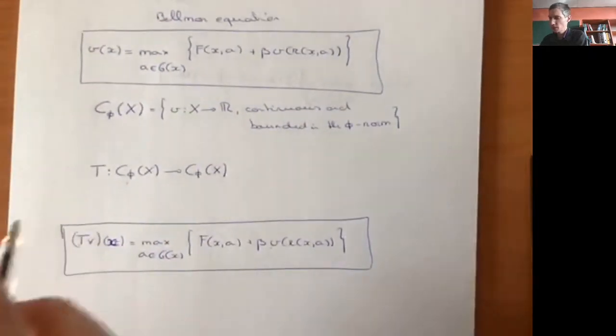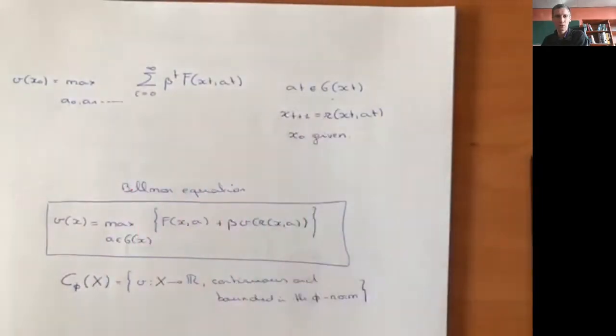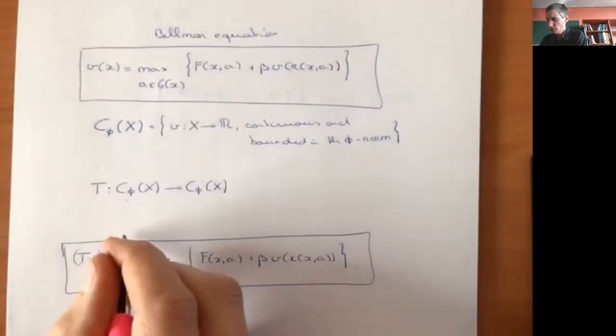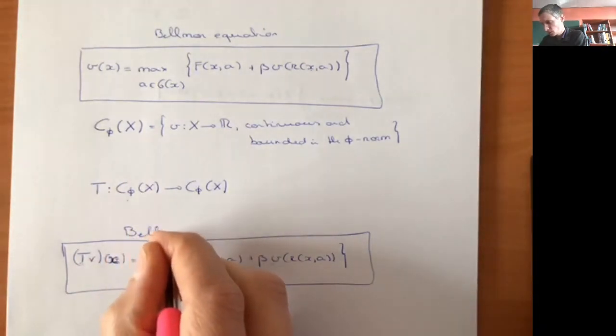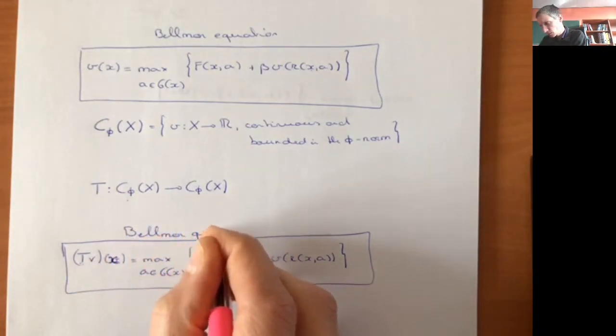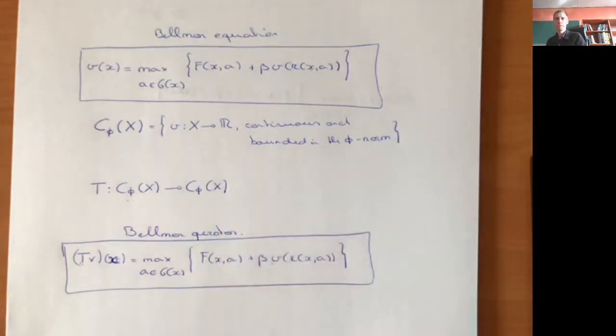Okay, so that's the general idea of how to solve this infinite horizon problem. So this here, this T is called the Bellman operator.